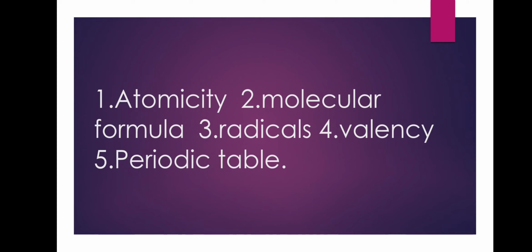Next is a group of atoms that react as a single unit. Your answer will be radicals. The combining capacity of an element. Answer will be valency. And the last one, the tabular arrangement of elements in horizontal rows and vertical columns. Answer will be periodic table. Clear? So this question can come as state the term for the following or give one word for the following. So like this you can write the answer.